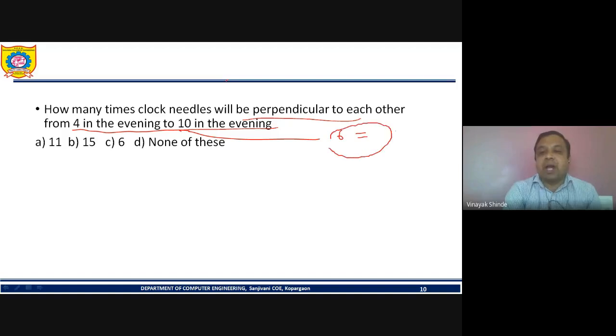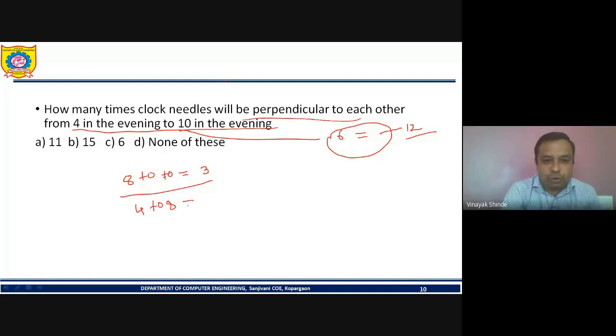6 hours are there. Per hour, 2 times a 90-degree angle is made, meaning 12 times a 90-degree angle should be made. But the time span is from 4 to 10. In the span 8 to 10, 3 times a 90-degree angle is made. And from 4 to 8, 8 times a 90-degree angle is made. Every hour 2 times. So total 11 times a 90-degree angle is made. Option A is correct.